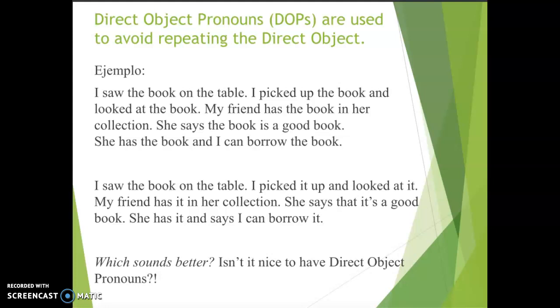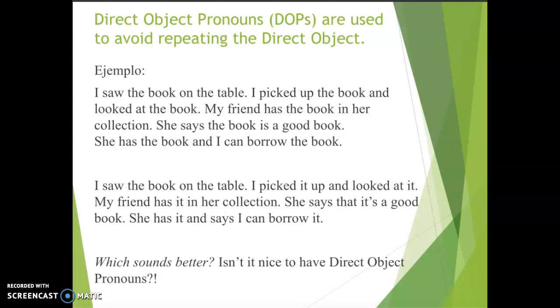Notice that in this first example, we use the direct object over and over again. But now let's take a look at the same paragraph using direct object pronouns to replace the object. I saw the book on the table. I picked it up and looked at it. My friend has it in her collection. She says that it's a good book. She has it and says I can borrow it.